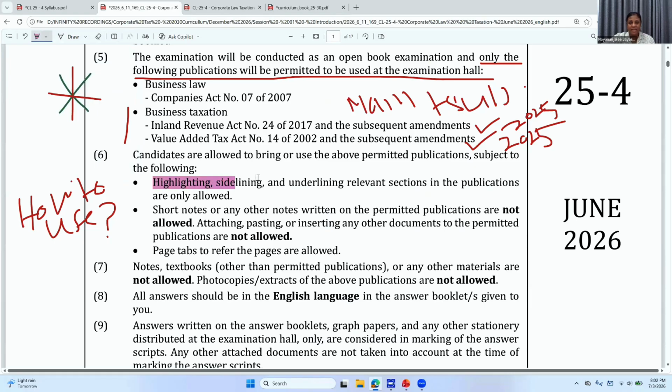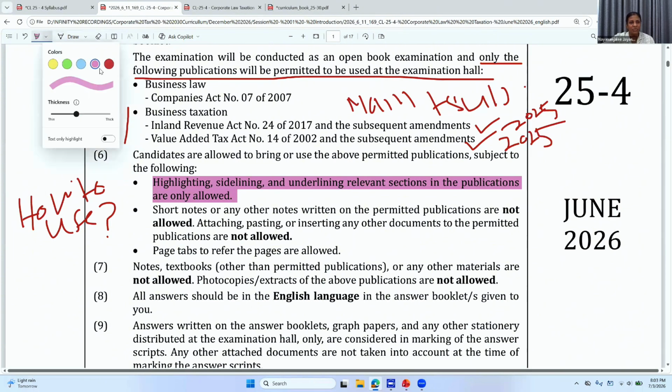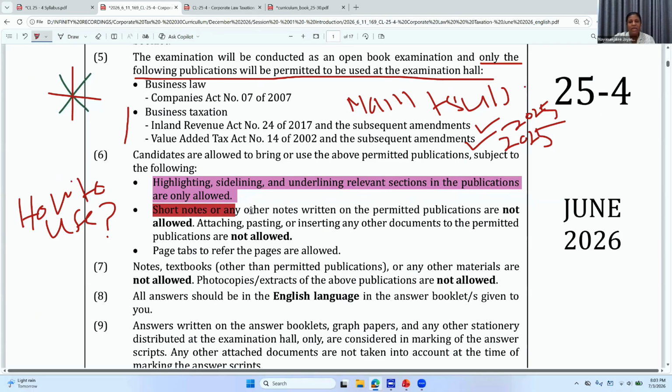Highlighting, sidelining and underlining relevant sections in the publications are the only things allowed. This is what you can do. You can highlight, sideline and underline relevant sections in the publications. Come to the second bullet: short notes or any other notes written on the permitted publications are not allowed.